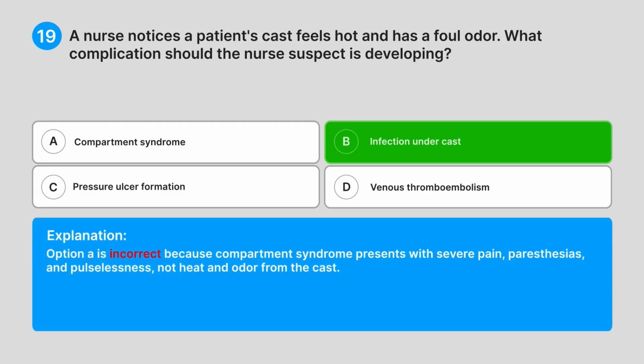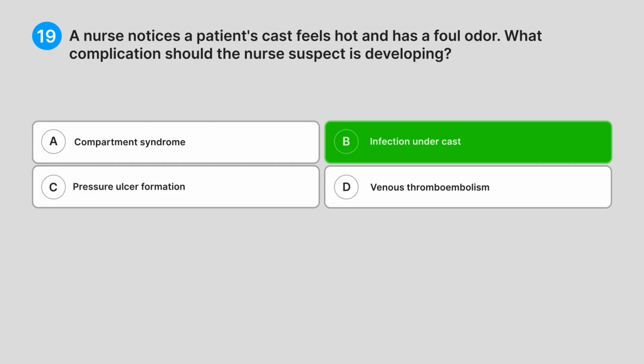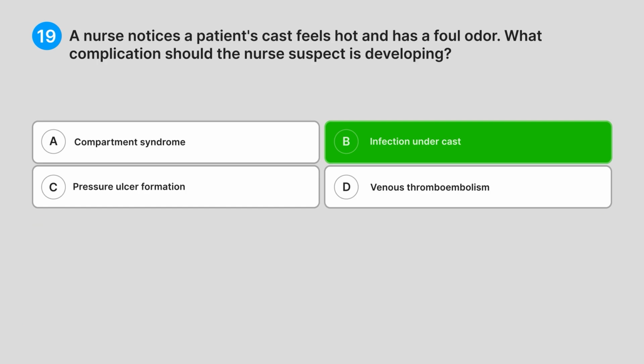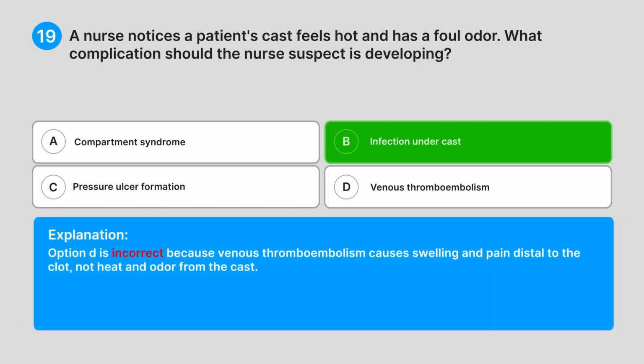Option A is incorrect because compartment syndrome presents with severe pain, paresthesias, and pulselessness, not heat and odour from the cast. Option C is incorrect because pressure ulcers cause pain and skin breakdown, but do not typically produce heat and foul odour through the cast. Option D is incorrect because venous thromboembolism causes swelling and pain distal to the clot, not heat and odour from the cast.